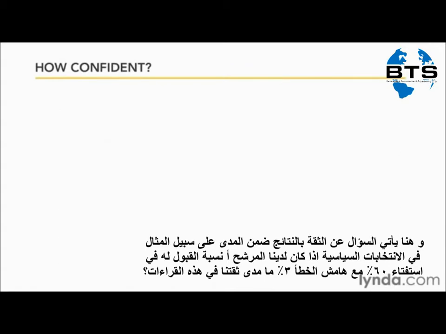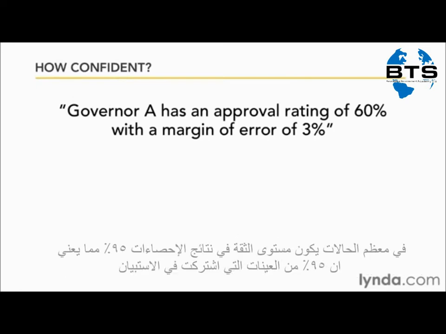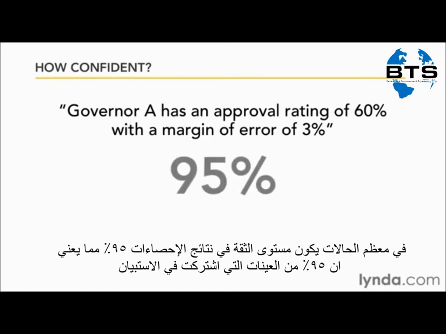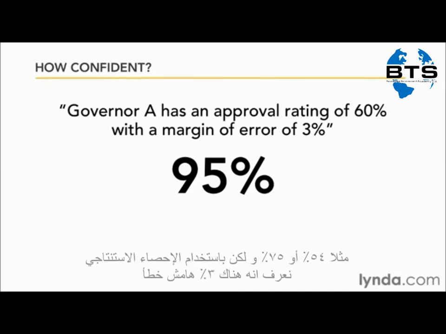So if we say that Governor A has an approval rating of 60%, with a margin of error on the survey of 3%, how confident are we of that? Most of the time, the confidence level that you will find in statistics is 95%. So in other words, 95% of the samples that we take from the entire population should produce an approval rating of between 57 and 63%. The other 5% would generate values outside of that range. For example, 55%, 54%, or on the high side, 70 or 75%.